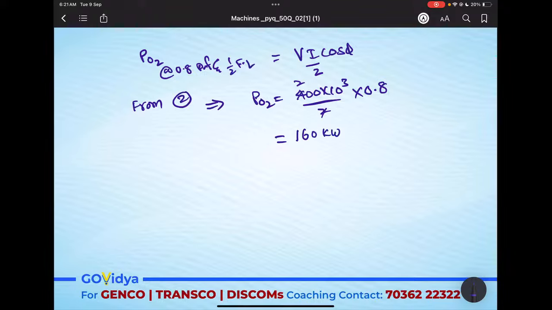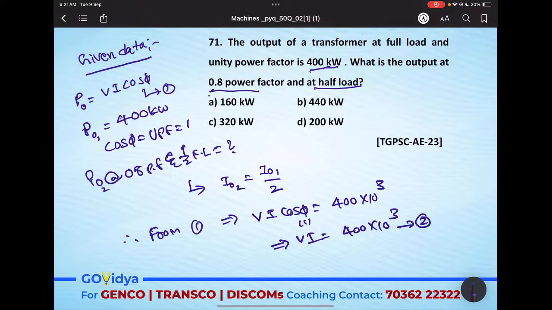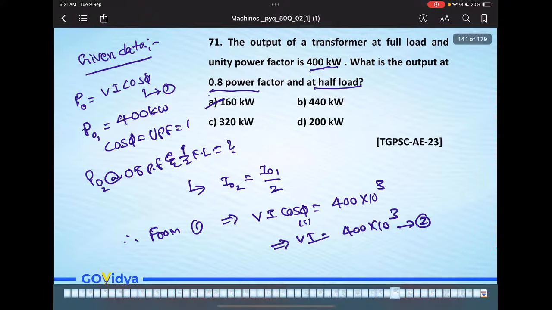160 kilowatt it will come. Let's see the options, what options they given. Our option will be A. Is it clear? Okay, if you have the basic formula related to output power, then you can calculate the power at a given condition easily.